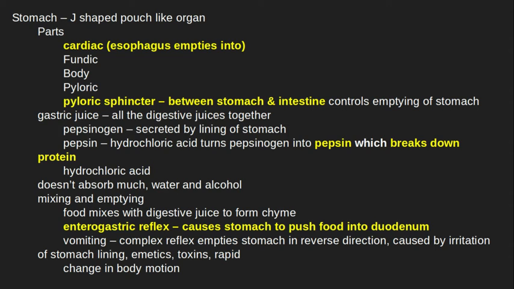As far as your stomach, it's a J shape. It's a pouch, and it's an organ. It has different parts. The cardiac is where your esophagus empties to. Then the fundic, the body, and the pyloric. The diagram will make more sense with these words. The pyloric sphincter is between your stomach and your intestine, and it controls the emptying of the stomach.